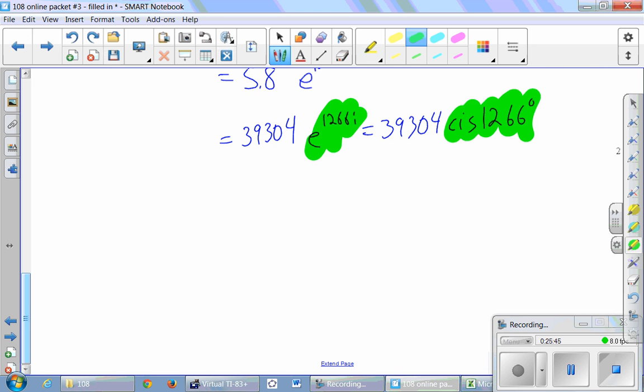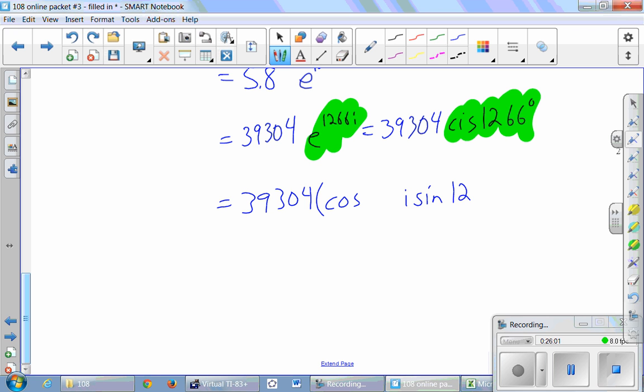cis really mean? Well, let's go back to that definition. Ultimately, I'm just trying to get to x plus iy. So this equals 39,304 times cis. C was the cosine, i was i, S was the sine, and then 1266 is the theta, so that goes into both. And there was a plus sign built into the cis formula, what cis means. Okay, and here we are.